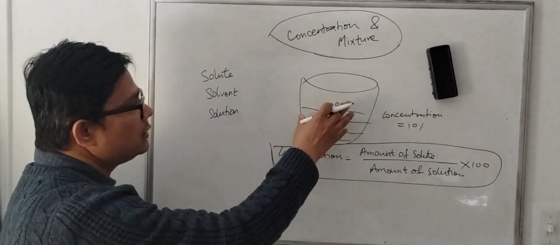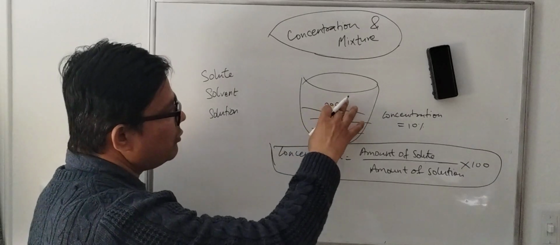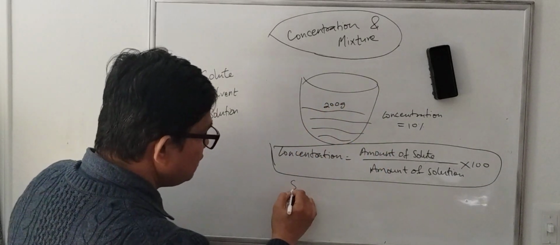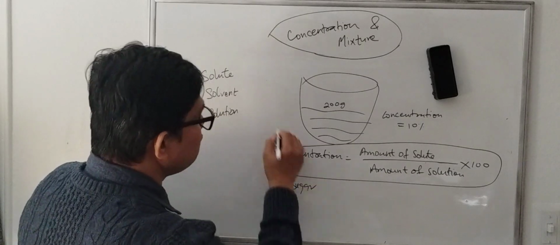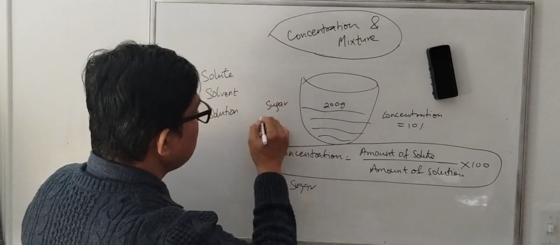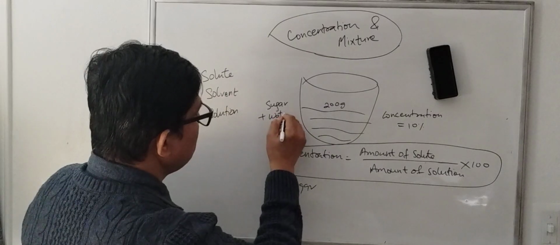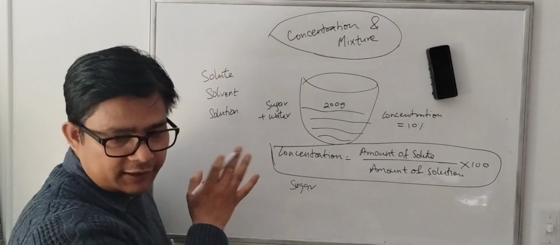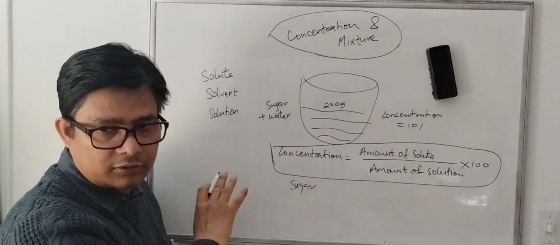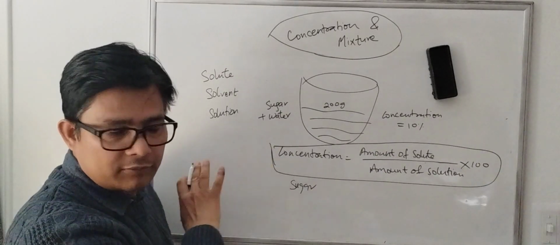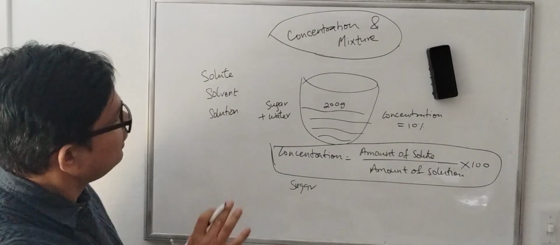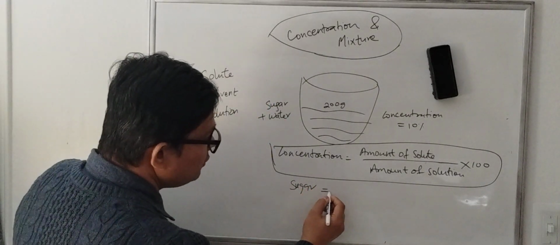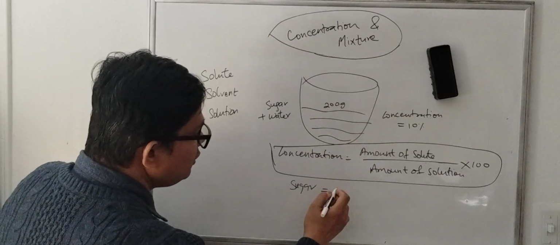So now if the solution amount is 200 gram and concentration is 10%, let's say it's a sugary drink, sugar plus water. Assuming pure water, no other funny substance in the water like chlorine or whatever substance they put in the water. Forget about those things. It's clean water and clean sugar. So sugar will be your amount of solute. We don't know it.